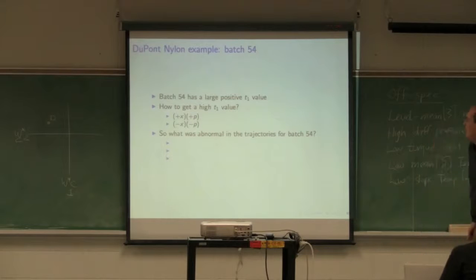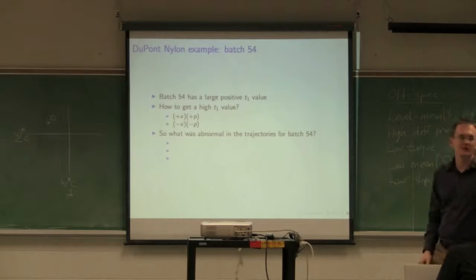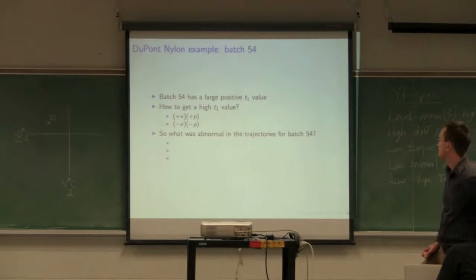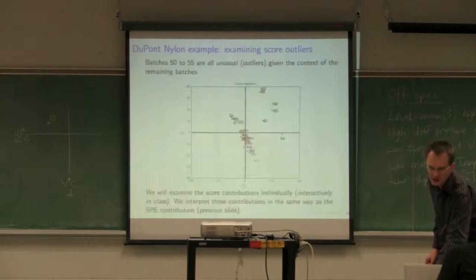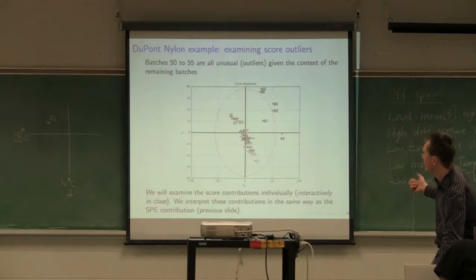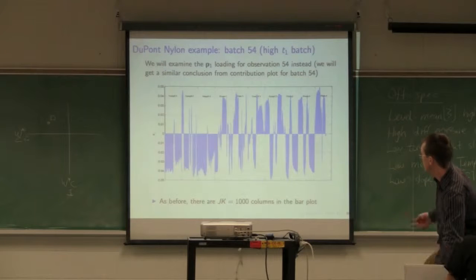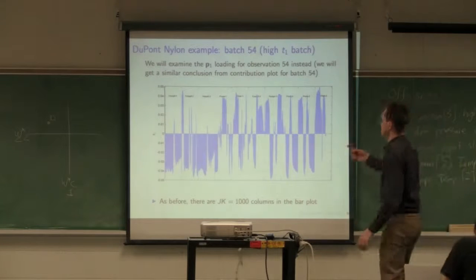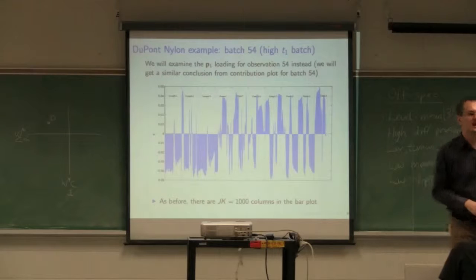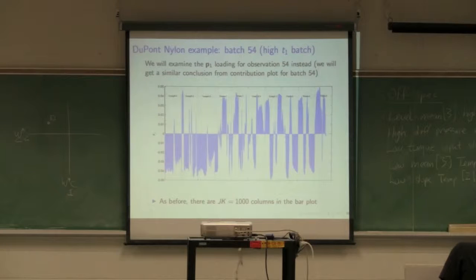I'm going to ask you why batch 54 has a large T1 value. What would be the reason for a large T1 value? How does a large T1 value arise from a PCA model of this nature when your loadings matrix P1 looks like this? I'll give you 2-3 minutes, and I want you to give me some reasons why you think batch 54 has such a high T1 value.